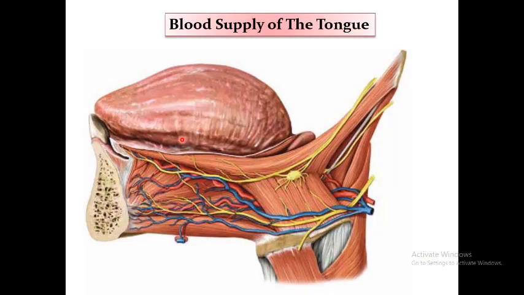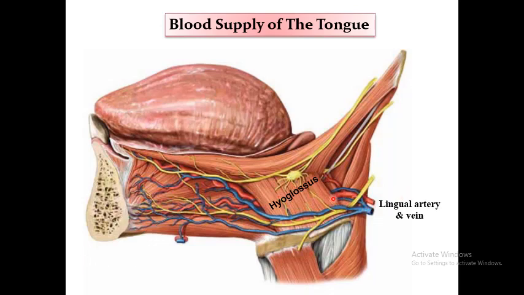Blood supply of the tongue. Blood supply, we have arteries, we have veins, we have lymph. Arterial supply of the tongue comes from this artery. What is this artery, Shabab? This is called the lingual artery. This is the lingual artery which runs deep to the hypoglossus muscle. This is called the lingual artery.